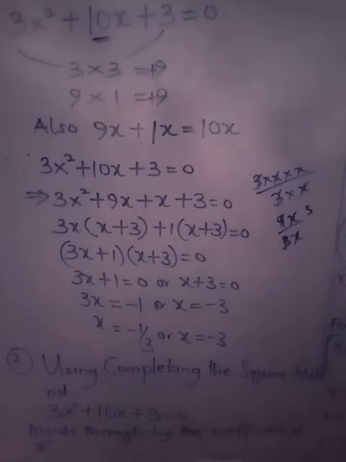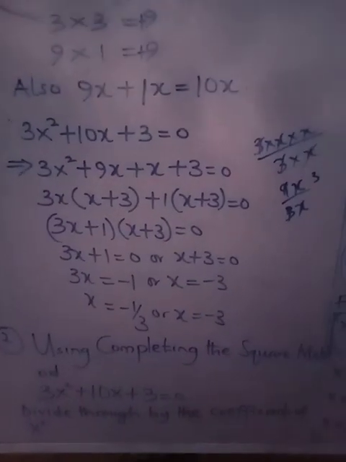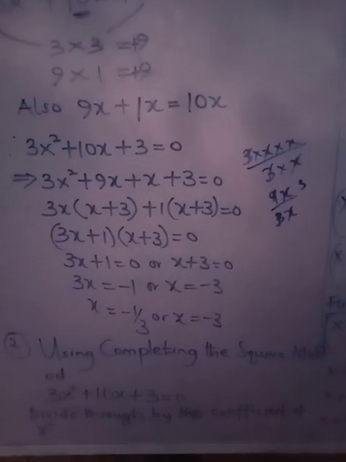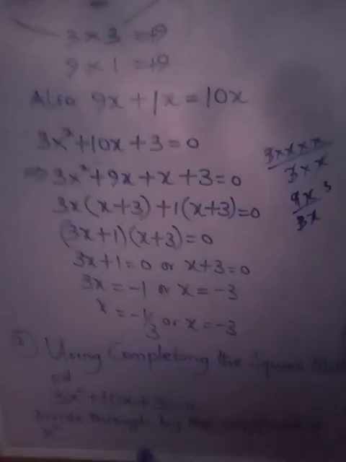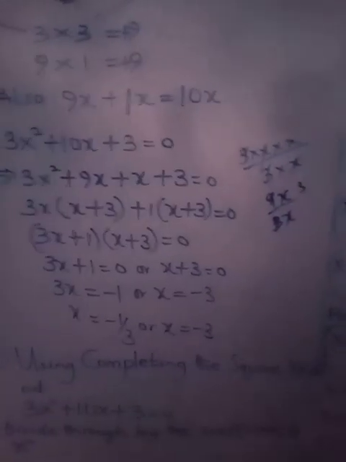Now the second method, using the completing the square method. How do you go about that? The first thing, you divide through by the coefficient of x squared. You must ensure the coefficient of x squared is 1.